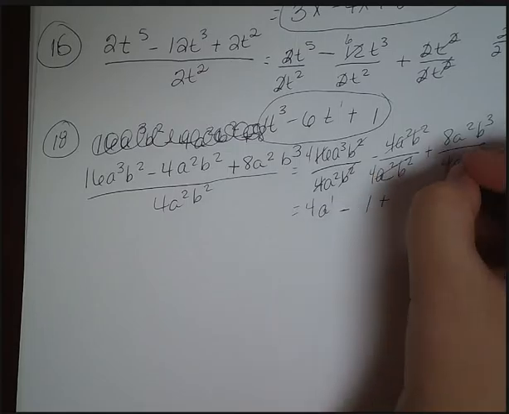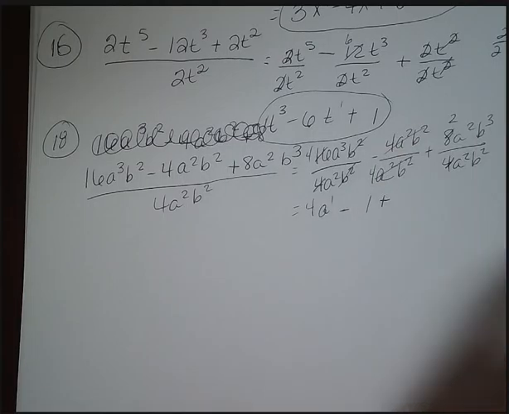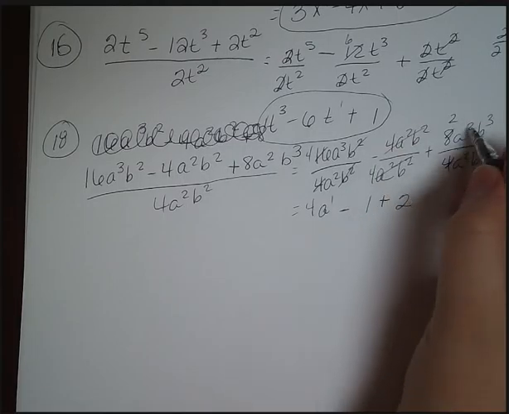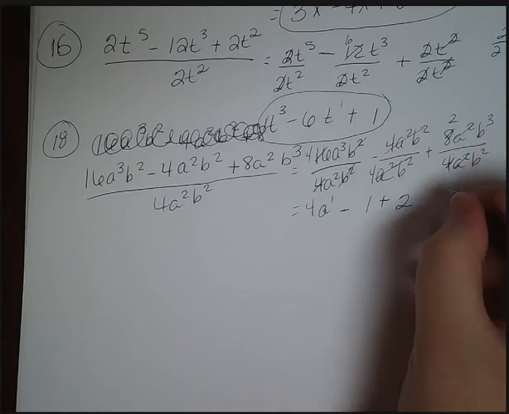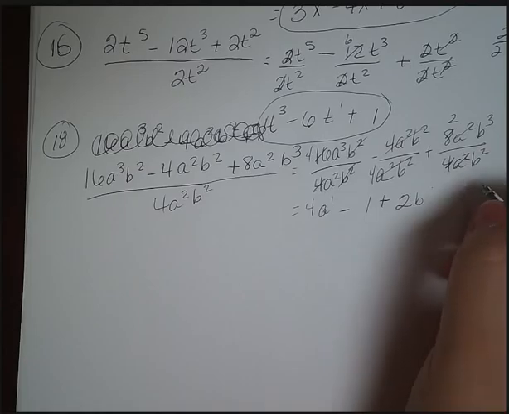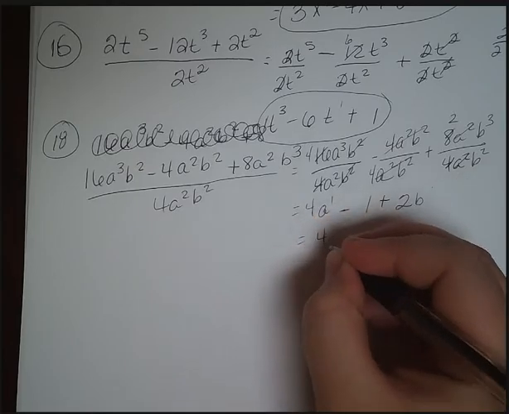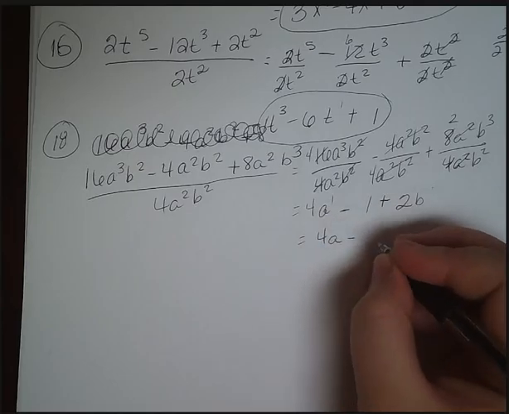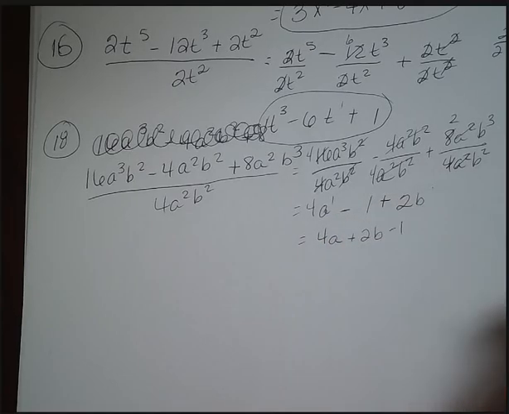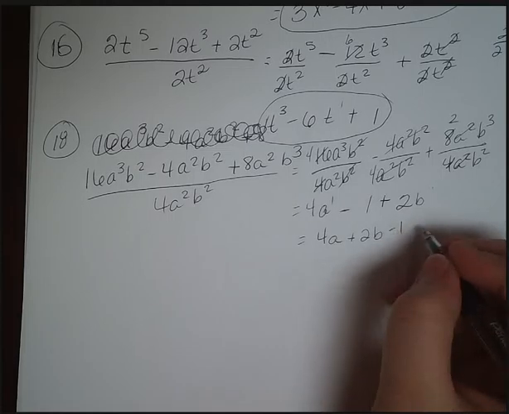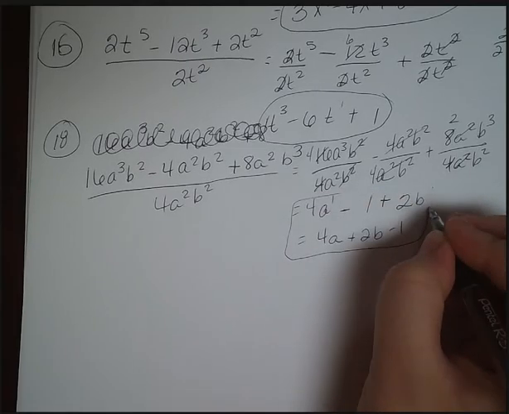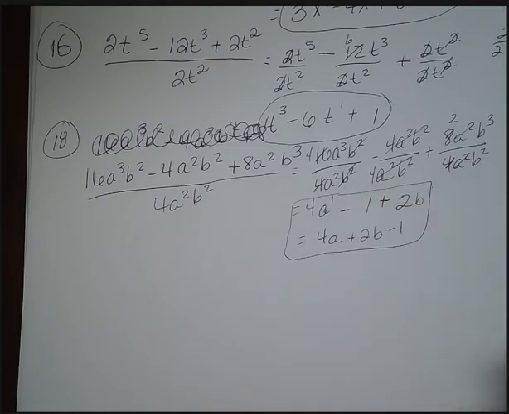Plus 4 goes into 8 2 times. The a's are going to cancel. B to the third divided by b squared is going to give us just a b. You can take this one step further if you would like, and you could have 4a plus 2b minus 1 if you wanted to put it in that absolute alphabetical order. Constants always go at the end. So either one of these would work. Okay?